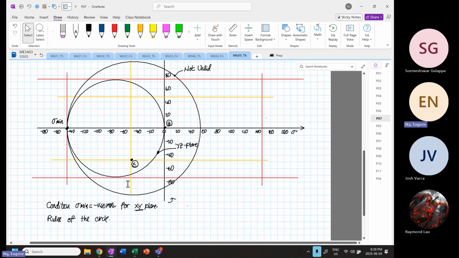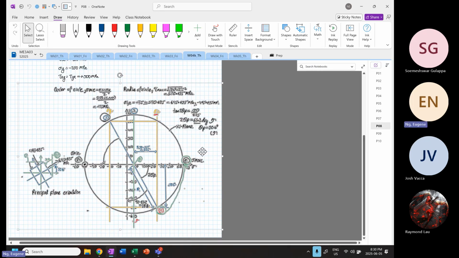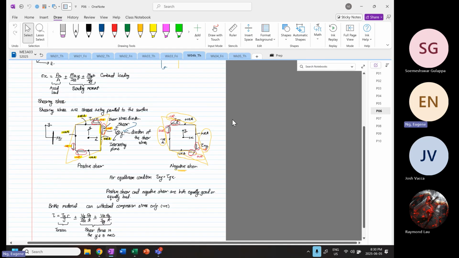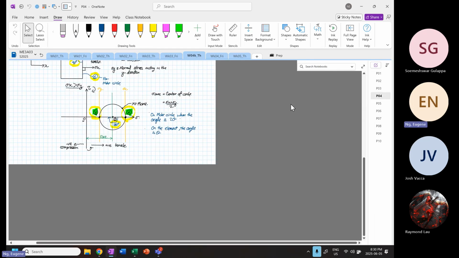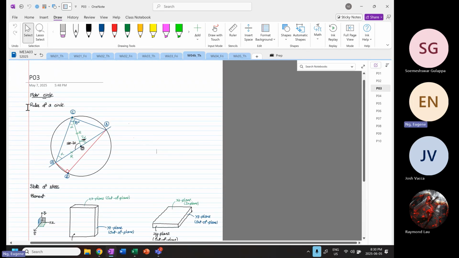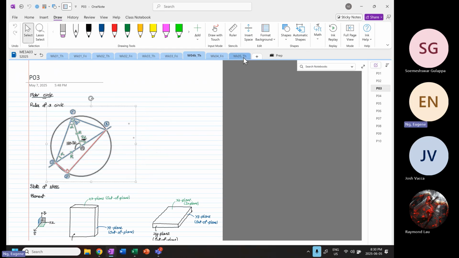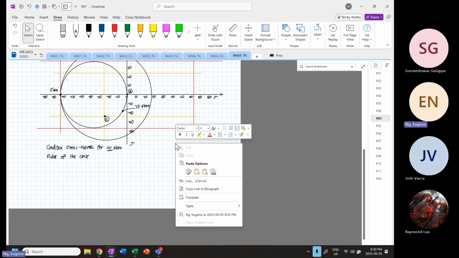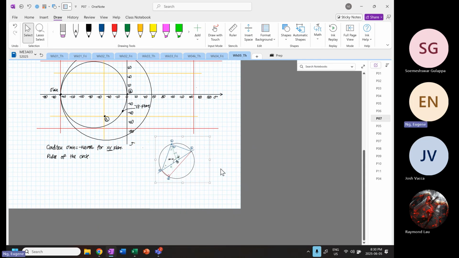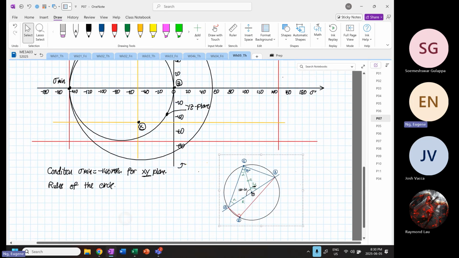Last week, I think on Thursday, we spoke about the rules of the circle. Let me find the rules of the circle. So we are going to use the rules of the circle to now construct our Mohr circle in the XY plane. So I'm going to now draw.